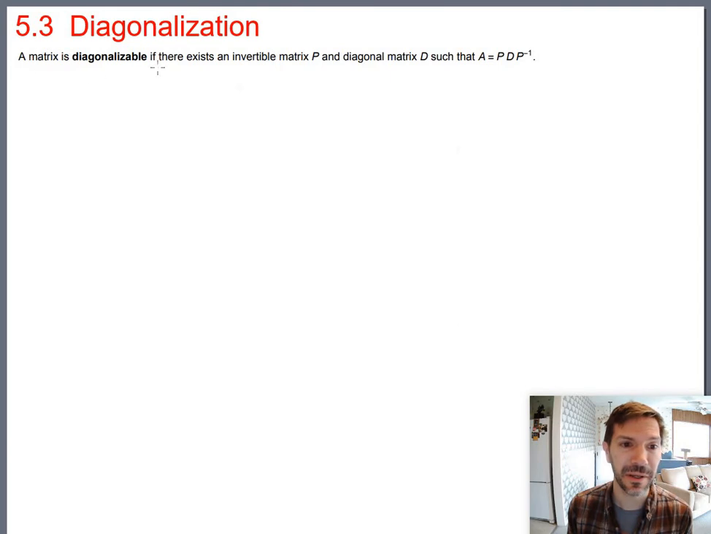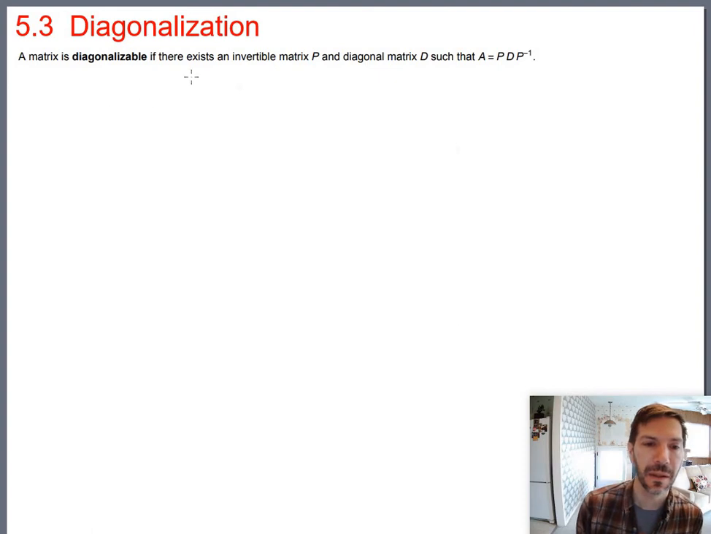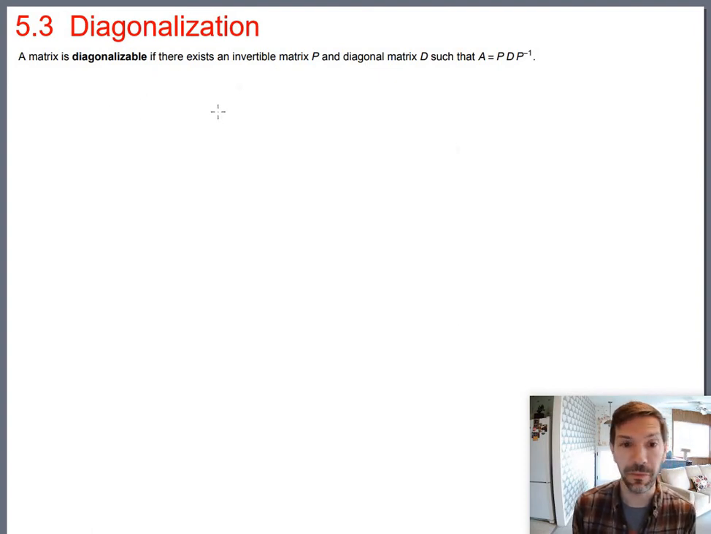So it says a matrix is diagonalizable, another made-up word. So not every matrix can be diagonalized, but if it is diagonalizable, then you can break the matrix down this way into A equals an invertible matrix P and a diagonal matrix D. So it's P times D times P inverse. And let's look at how that would be helpful.